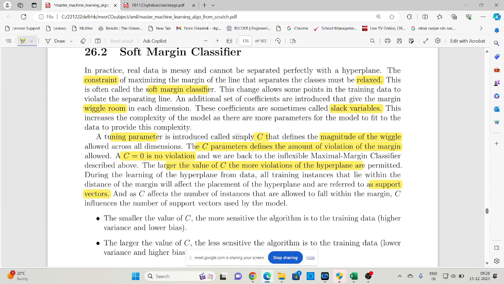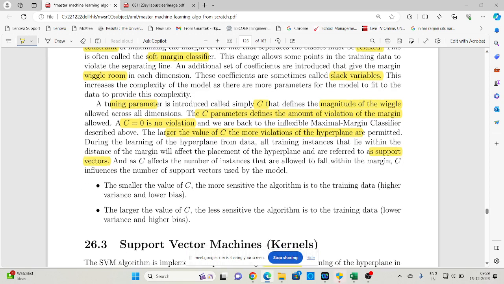There is a tuning parameter called C that defines the magnitude of the wiggle. If the value of C is 0, there is no violation or relaxation in the constraints. The larger the value of C, the more we are relaxing the constraints of the margin classifier. The training instances that lie within the distance of the margin, which affect the placement of the hyperplane, are called support vectors.